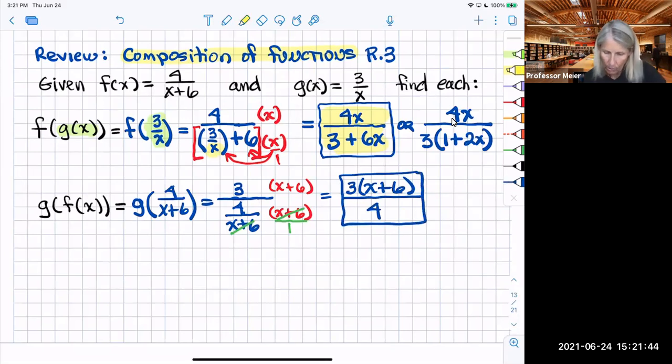And that's how I will want answers, in simplified form, right? Complex fractions are not simplified form. We want to get them down to a nicer fraction. Okay, so that's just a quick review of composition of functions and also of simplifying complex fractions.